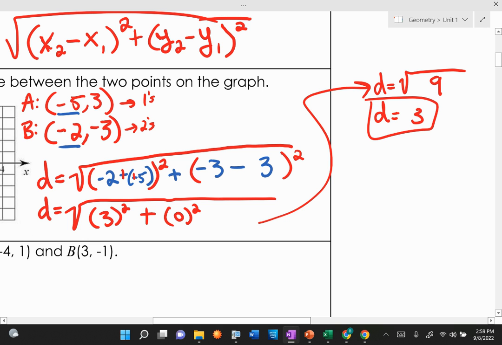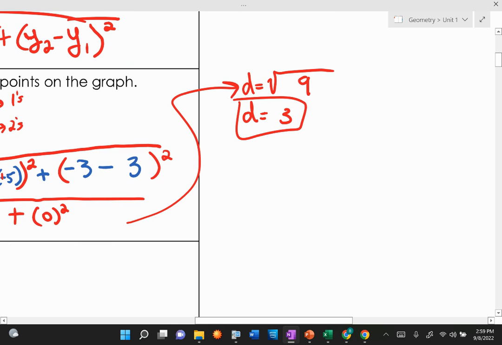How do you square root? Yeah, let me show you. Prime factorization. What's a prime number you can divide 9 by? 3. What's a prime number you can divide 3 by? 3. Okay, you have a pair of 3s, which means the square root of 9 is 3.